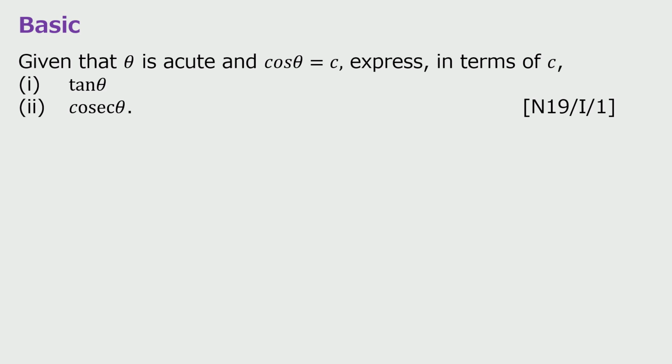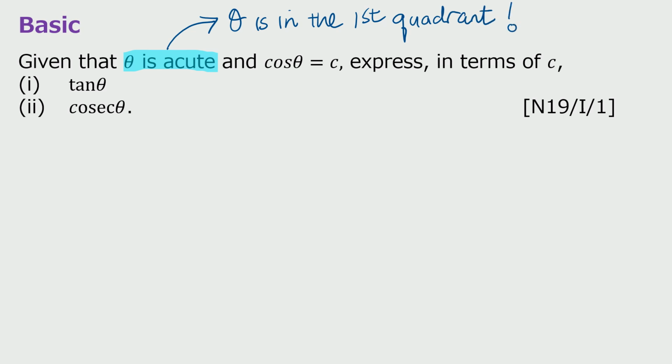Right, let's look at question 1. This is a basic question, actually an O-level question, from the year 2019, paper 1, question 1. Why is it basic? Because the angle theta is acute. It's in the first quadrant, and we all know that the values of the trigo ratios are all positive in the first quadrant.